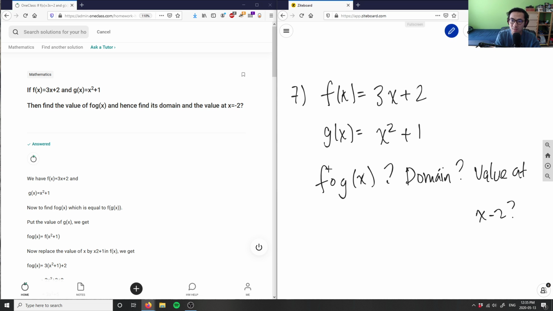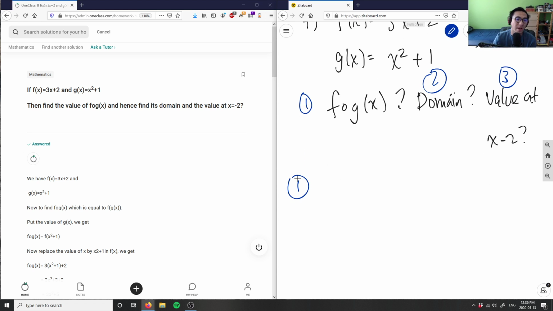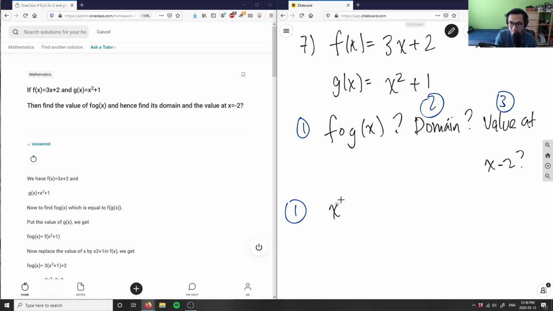So I'm going to label this: the first part, the second part, the third part. Let's do our first part. First part is asking us, what's f of g of x? This here is a composite function, which is basically a function within a function. So how do I do that? Well, g of x is equal to x squared plus 1, and I'm going to take f of g of x, where g of x gets subbed into f.